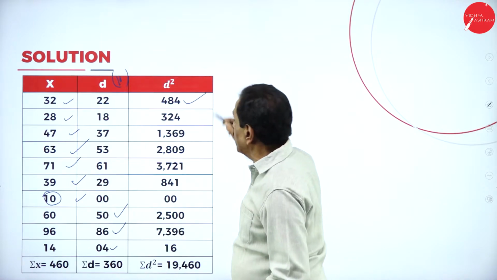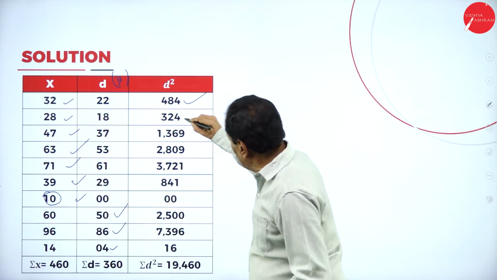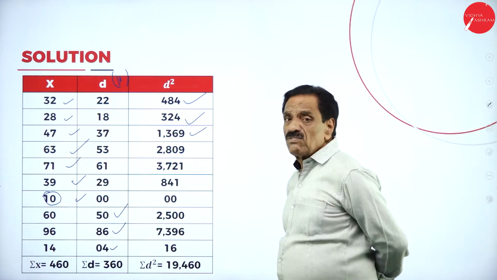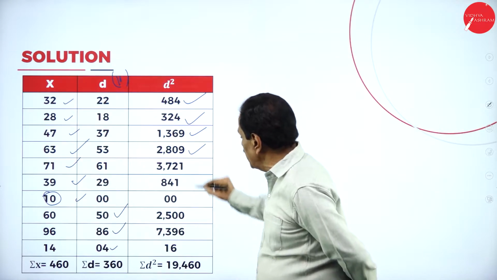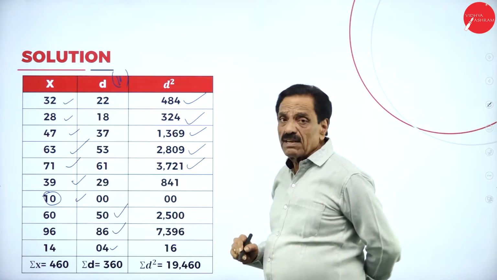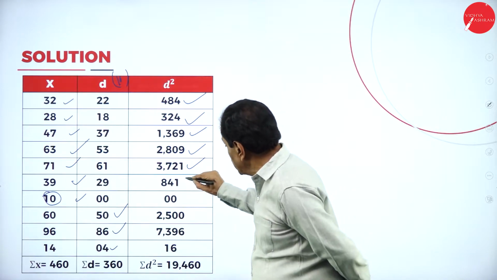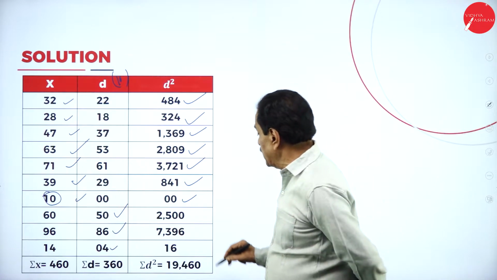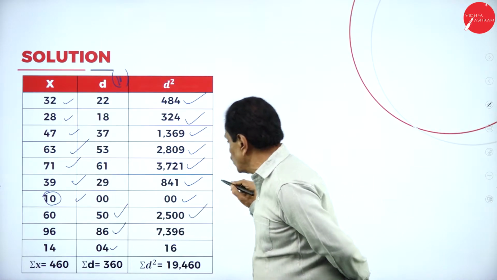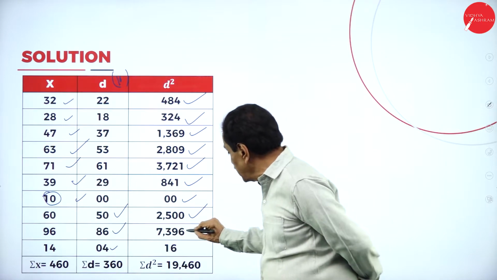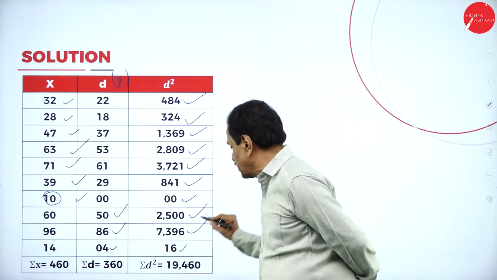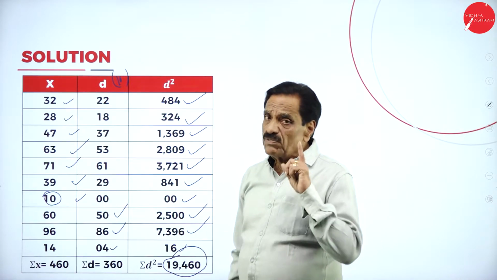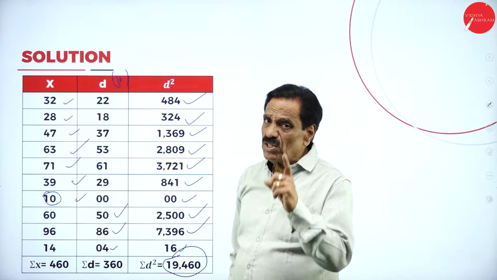22 square is 484. 18 square is 324. Then 37 square is 1369. 53 square is 2809. 61 square is 3721. 29 square is 841. 0 into 0 is 0. 5 square is 25. 50 square is 2500. 86 is 7396. 4 square is 16. If we add, it will be 19,460. What we require? One standard deviation, one mean.